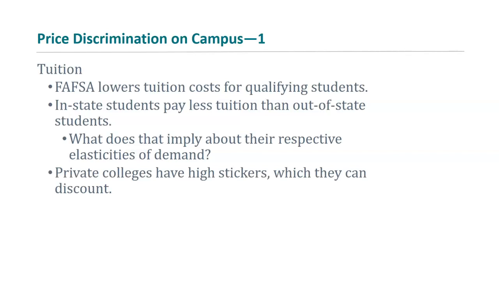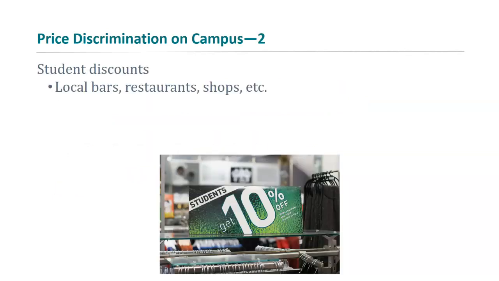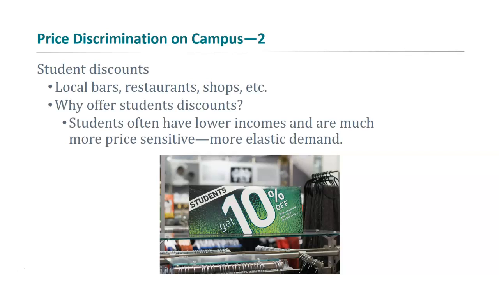And then there are other colleges, private colleges with even higher stickers, which they then often offer lots of discounts or scholarships to get people in the door for those, right? Speaking of college discounts, also other firms near colleges often offer student discounts, local bars, restaurants, shops, etc. Why? Because students often have lower incomes, and so they're more price sensitive, more elastic demand. And so if you can offer a little bit of a discount, you can get those students in the door who otherwise wouldn't even shop in your establishment because they couldn't necessarily afford much of what's in there.